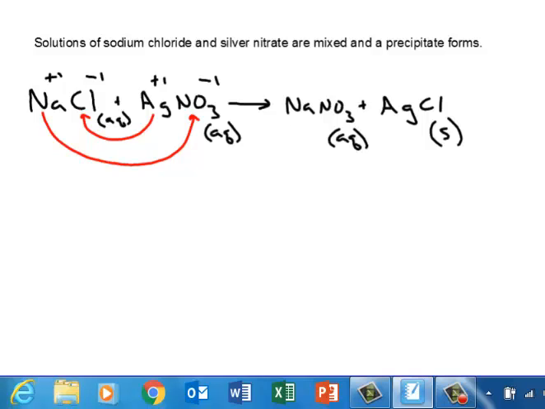Now we want to break up anything that exists as ions. So you want to look at my sodium chloride. It's an ionic compound, metal to nonmetal, and it's aqueous. So in aqueous solution, the sodium ion would separate from the chloride ion. So I would write them separate like that. Now, check with your professor to find out if you have to put aq in parentheses. Technically, the fact that we wrote them as separate ions means they're aqueous.